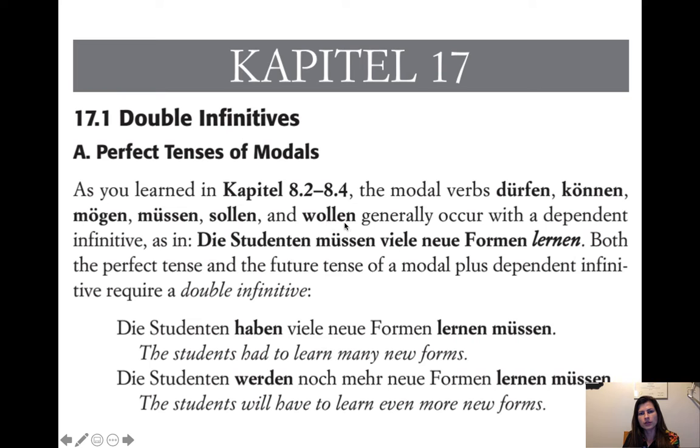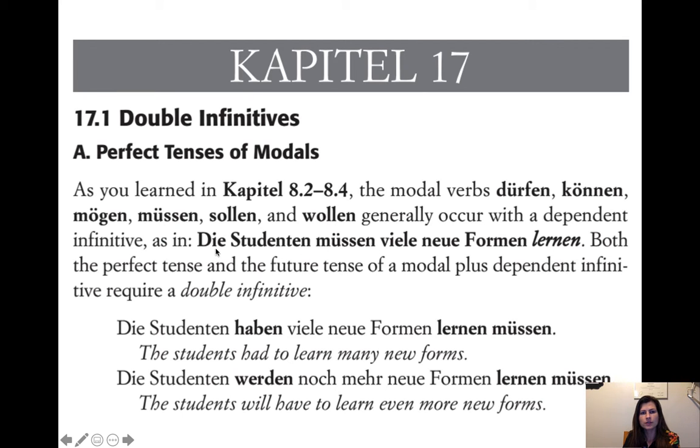So these are called modal verbs because they express the attitude toward the main verb or the mode of the main verb, right? I want to do something is different than I have to do something. That's the attitude or the mode. So they generally occur with a dependent infinitive, that just means the infinitive at the end of the sentence when you have a modal verb.